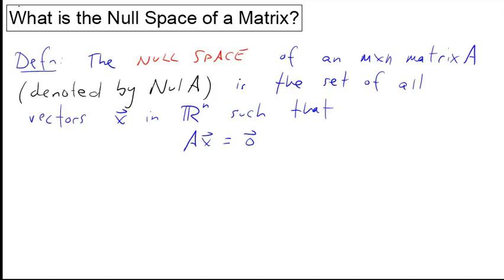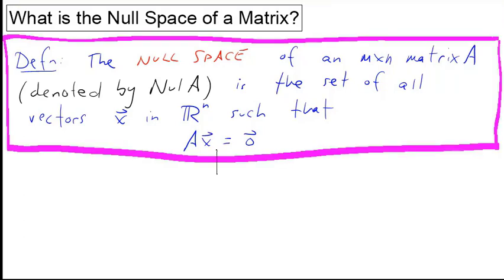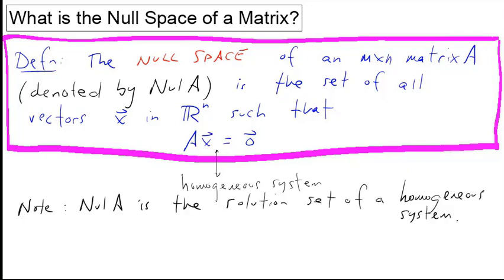What is the null space of a matrix? Here's the definition. The null space of an m by n matrix A, denoted by null A, is the set of all vectors x in R^n such that A times x is equal to 0. So note that this is a homogeneous system, and therefore the null space of a matrix is the solution set of this homogeneous system.